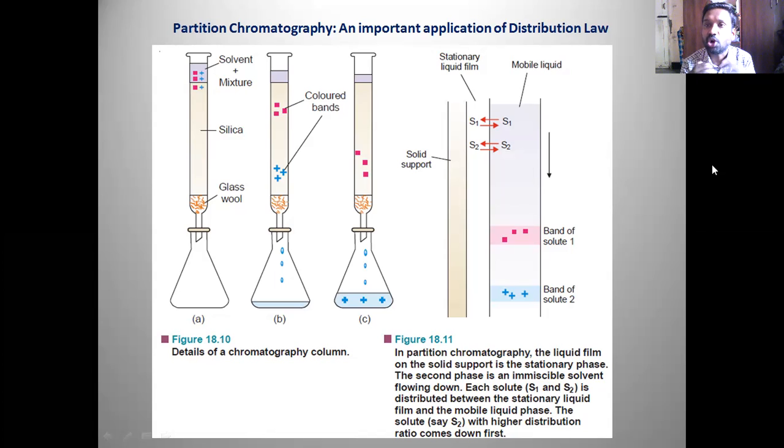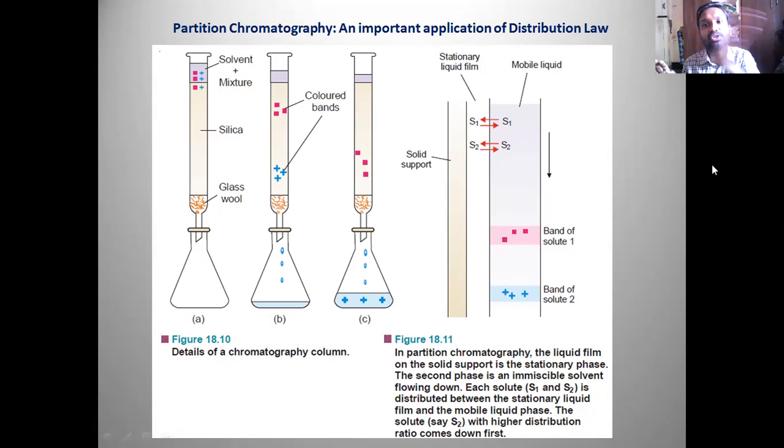So our solute, which is the compound we have to separate, is now distributing between the solid phase and the liquid phase. Now I have taken two compounds A and B, and my task is to separate A and B. How to separate them? I will run this mixture of A and B through a column of silica gel using an organic solvent. So what happens? The compound which is more soluble in the mobile phase, or whose distribution coefficient K is higher in favor of the mobile phase, comes out first from the column.